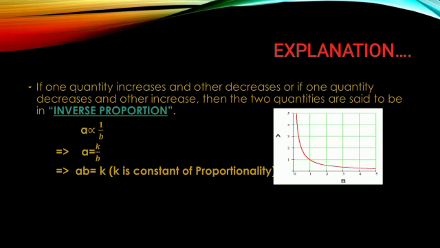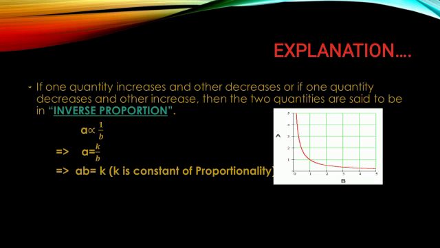That is the constant of proportionality. And in the next line you are going to get AB is equal to K, right? So this is the mathematical relation that we have got for inverse proportion. So the product of A and B should be constant, that is equal to K. Clear? So now we can also show the inverse proportion with the help of a graph.